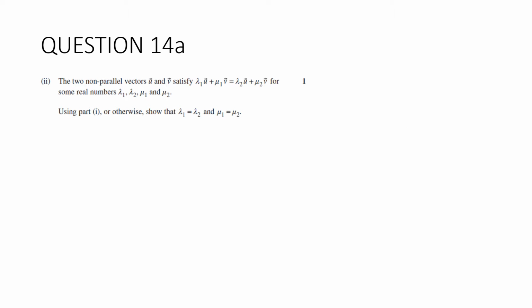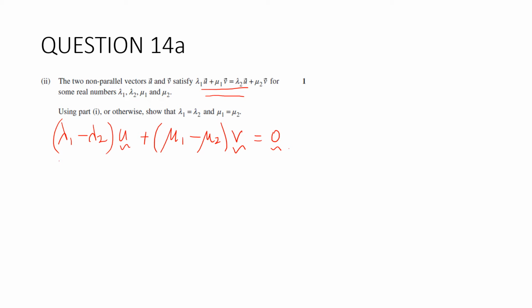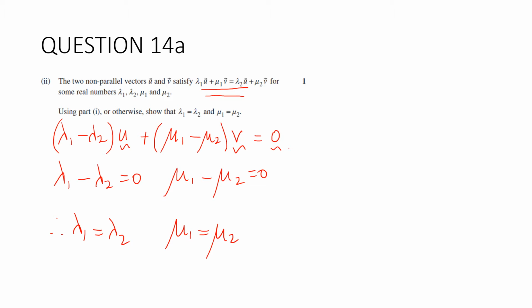Part 2. The two non-parallel vectors u and v satisfy this equation for some real numbers lambda 1, lambda 2, mu 1, mu 2. Using part 1 or otherwise show that lambda 1 equals lambda 2 and mu 1 equals mu 2. So starting with this and just rearranging it slightly, we're going to have lambda 1 take lambda 2 multiplied by u plus mu 1 take mu 2 multiplied by v is going to be equal to 0. And from part 1, we know that lambda 1 minus lambda 2 is equal to 0, and mu 1 take mu 2 is equal to 0. Therefore, lambda 1 equals lambda 2, and mu 1 equals mu 2.